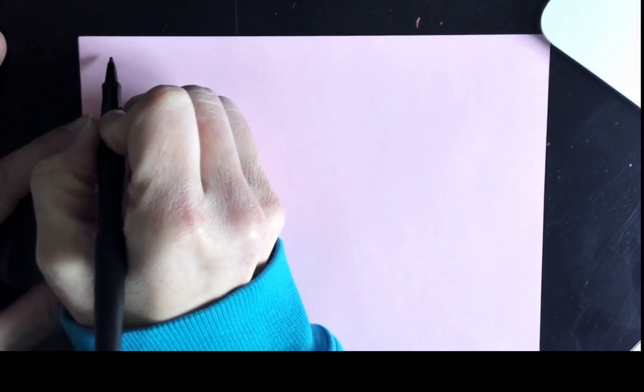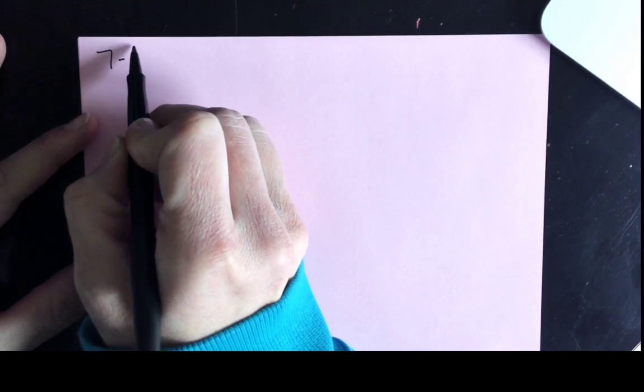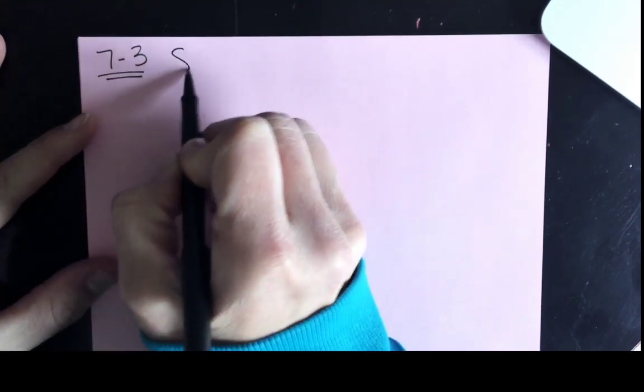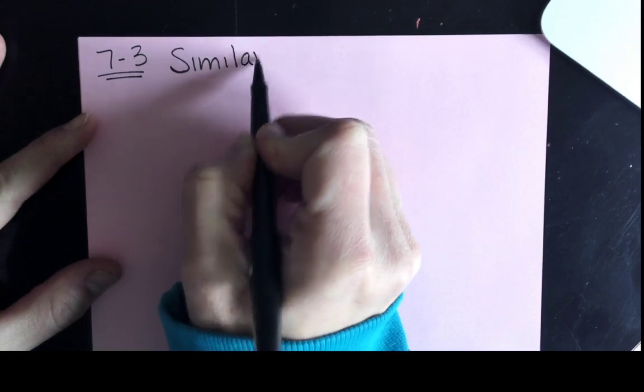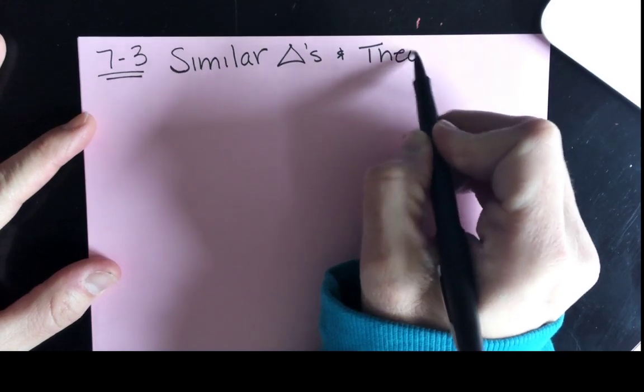We did already have, I loaded for you the notes that I did this morning from the honors geometry class. I will say that the notes will be very much the same for us. However, we're not going to do as much with proofs as they are. So this is our section 7.3. This is similar triangles. And the theorems.